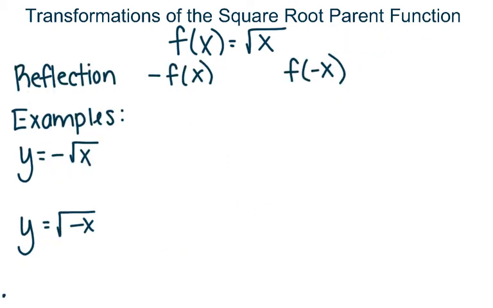Alright. And then you can have a reflection. So we're going to look at what happens when you have a negative in front of the radical and what happens when you put a negative inside the radical. So go ahead and graph these and we'll talk about them.